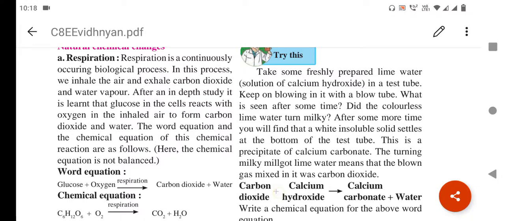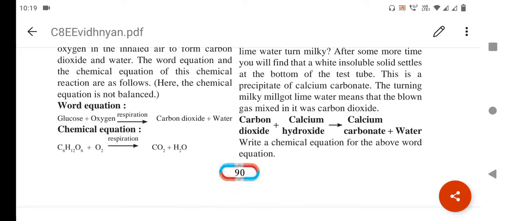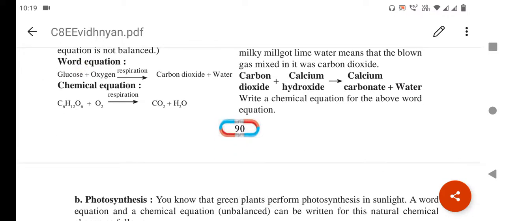See students, this is a word chemical equation, and it is one of the natural chemical changes occurring in our body, that is respiration. The word equation is glucose plus oxygen, by respiration, forms carbon dioxide plus water. The chemical equation is C6H12O6, which is the formula of glucose, plus O2, the formula of oxygen. Then carbon dioxide and water molecules form: CO2 is carbon dioxide and H2O is water. This is the chemical equation of respiration. Okay.